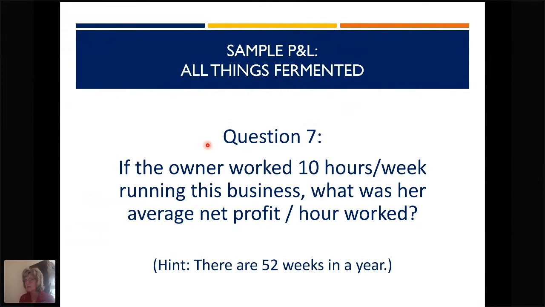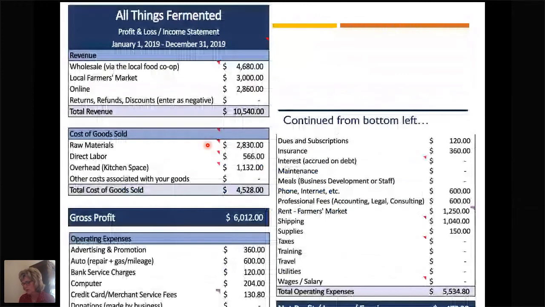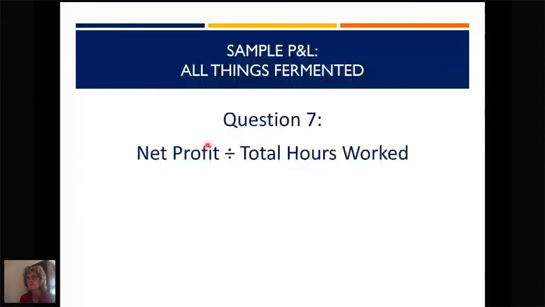There's 52 weeks in a year. So here's how we're going to do this. We are going to find our net profit, which we know is $477.20, which I apologize, Beatrice, I know you can't see that, divided by the total number of hours worked, which in this case, we work 10 hours a week for 52 weeks.